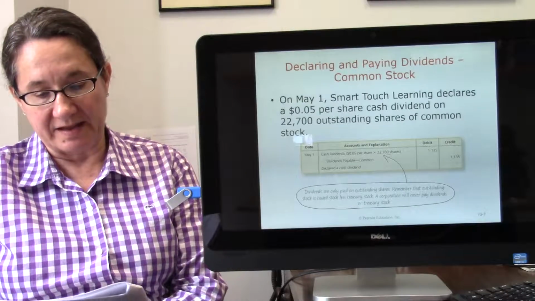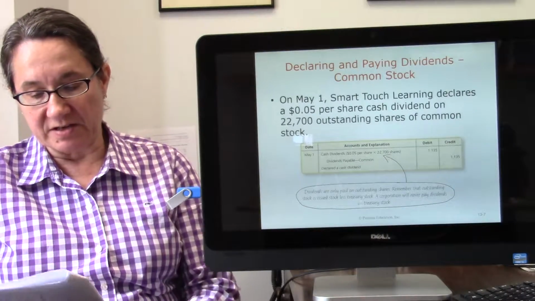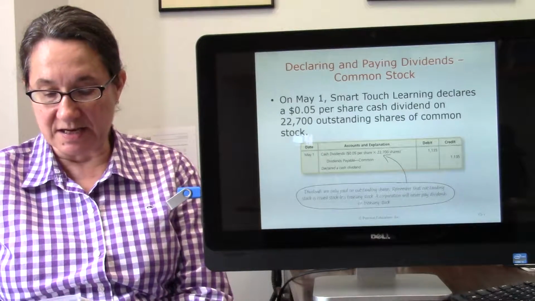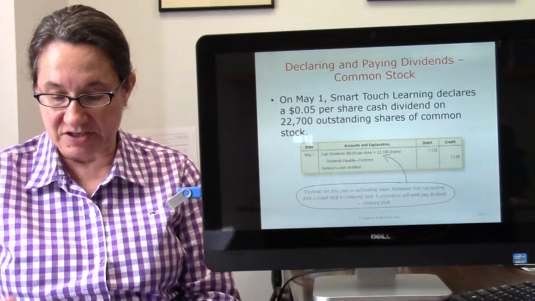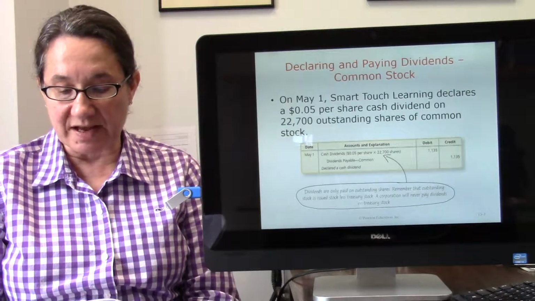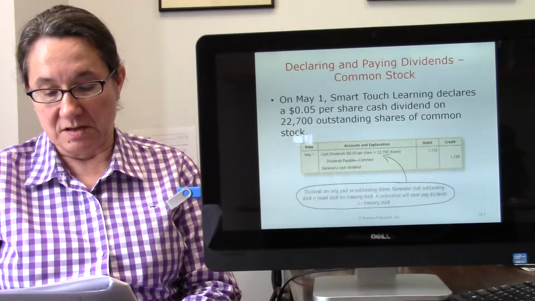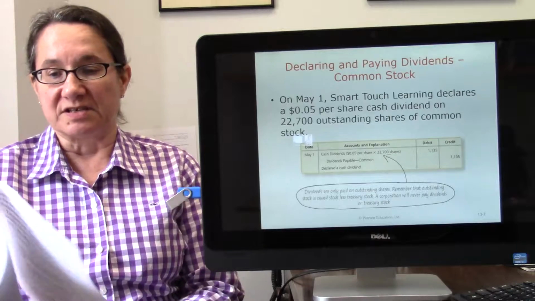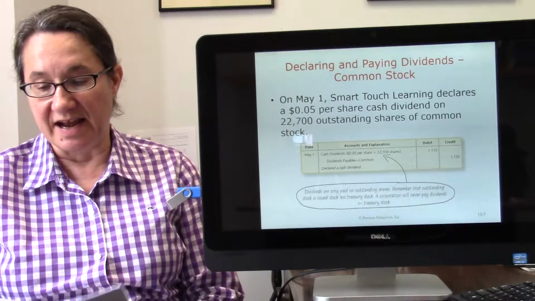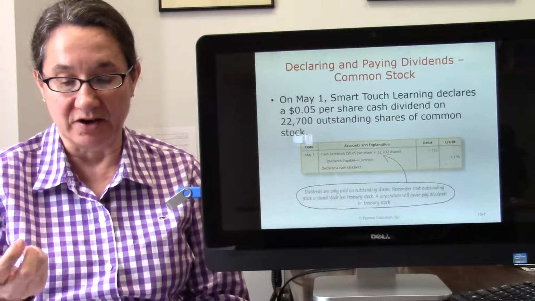First, declaring and then paying dividends. Suppose on May 1, Smart Touch Learning declares a 5 cent per share cash dividend on 22,700 outstanding shares of common stock. 23,000 shares issued less 300 shares of treasury stock. On the date of declaration, Smart Touch Learning records a debit to cash dividends and a credit to dividends payable - common, a current liability.